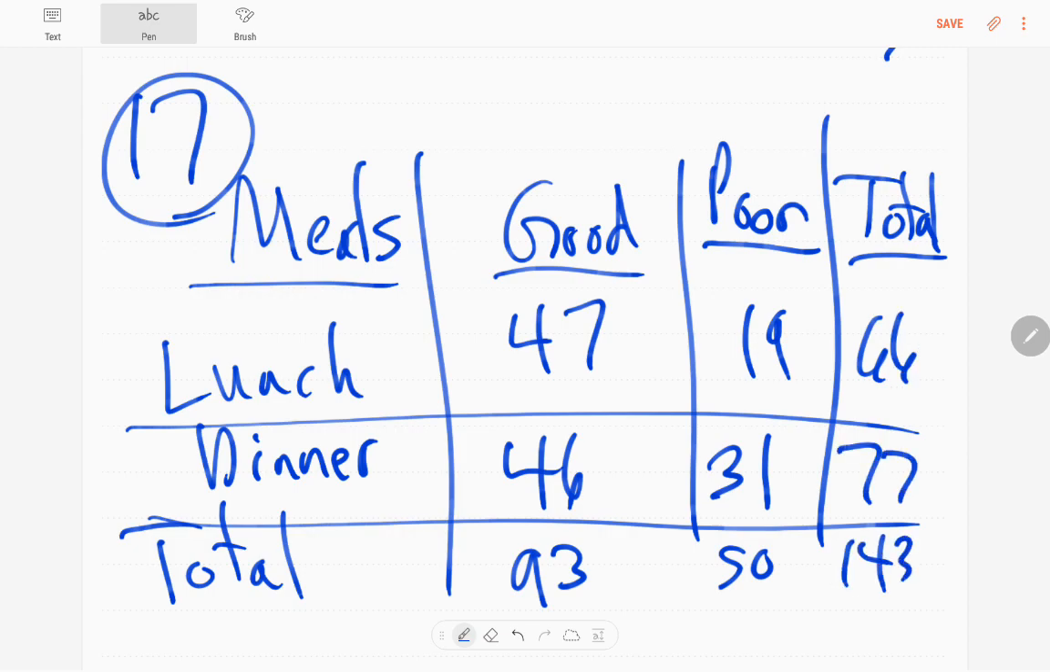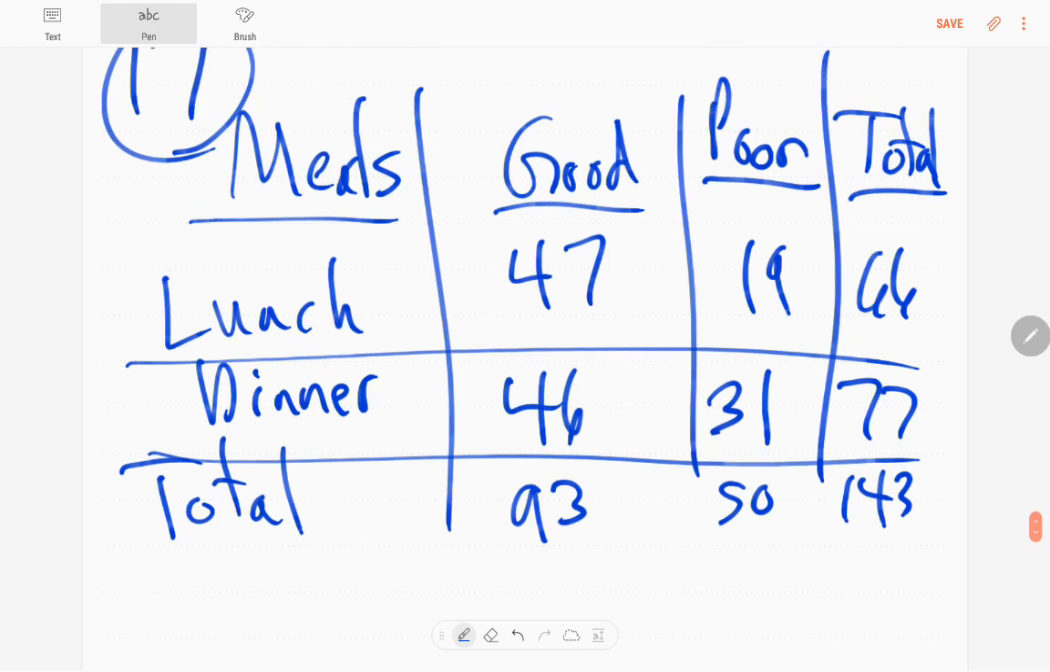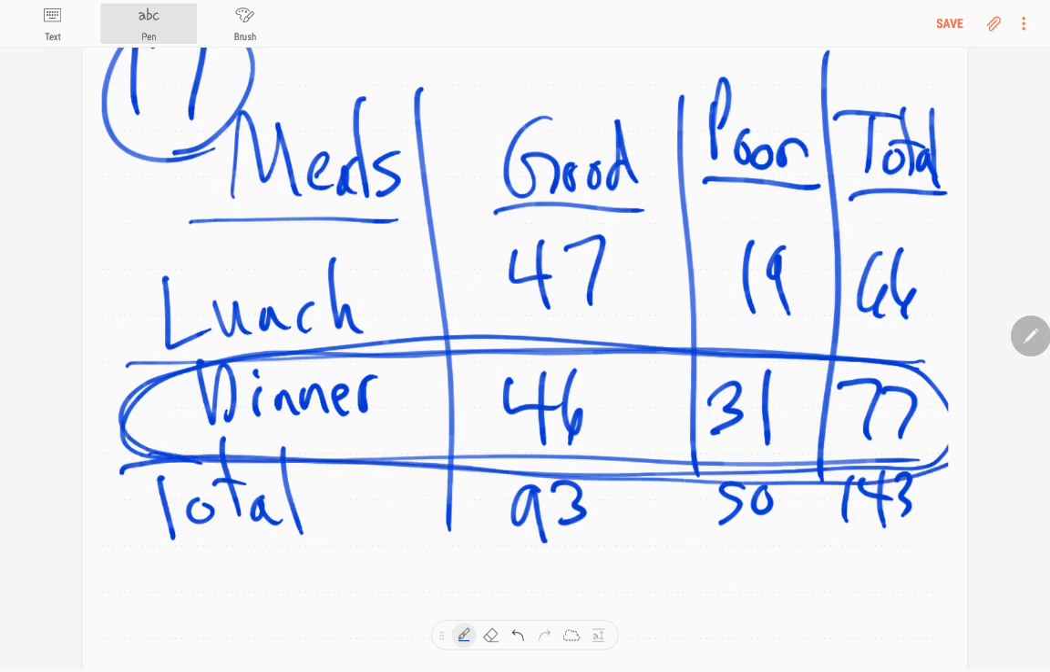All right. Find the probability the service was good given that the meal was dinner. So it is given that the meal is dinner. That means we only focus on this row. Remember, whatever the given is on these kinds of problems, you only focus on that row or column. So given that the meal was dinner, what is the probability the service was good?